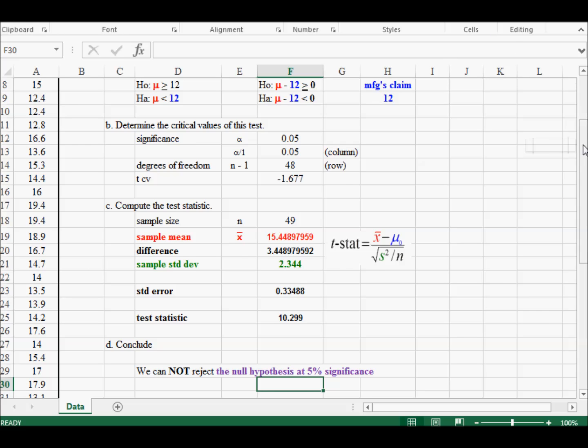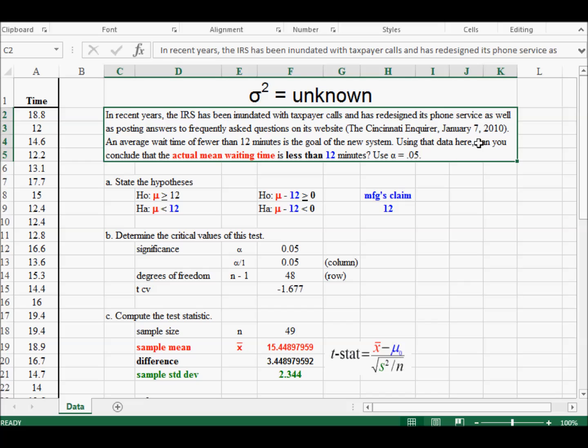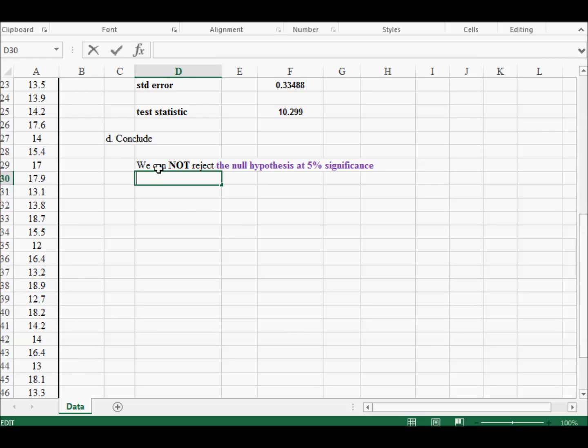If you recall back to the original problem, an affirmative alternative hypothesis is we can conclude that the mean waiting time is less than 12 minutes. But because we cannot reject the null, we have to modify this statement as follows. We cannot conclude that the actual mean waiting time is 12 minutes or less. In summary, for our case here, when we cannot reject the null hypothesis at the 5% level of significance, we cannot conclude that the actual mean waiting time is less than 12 minutes. And that concludes case 5.